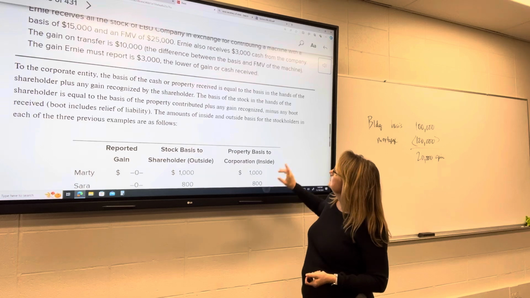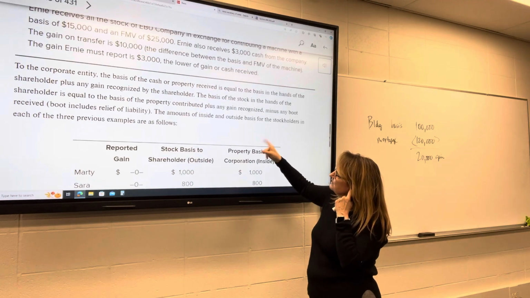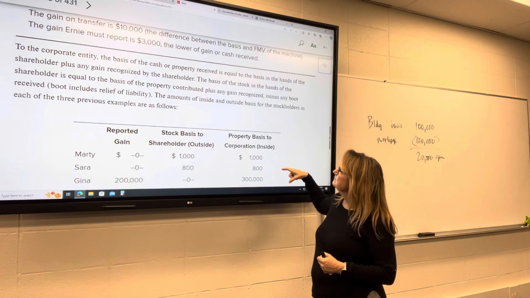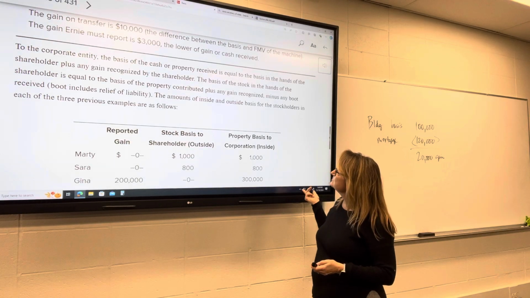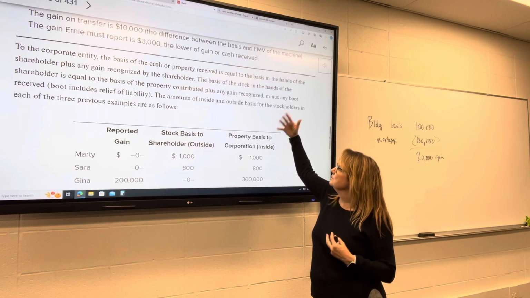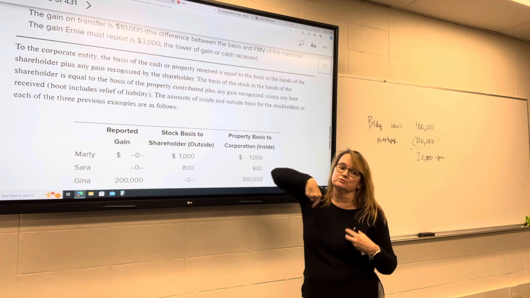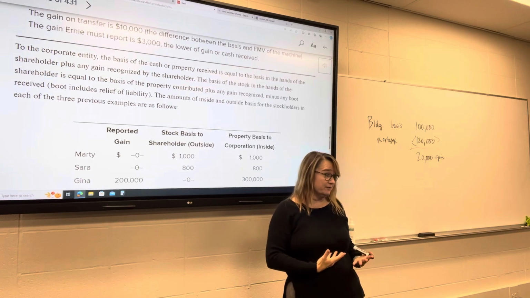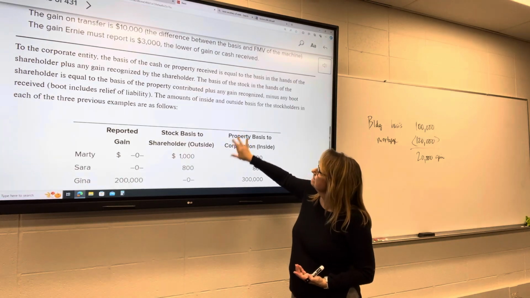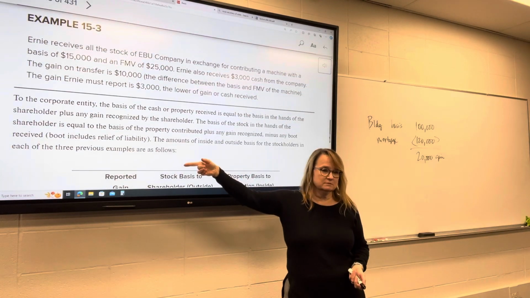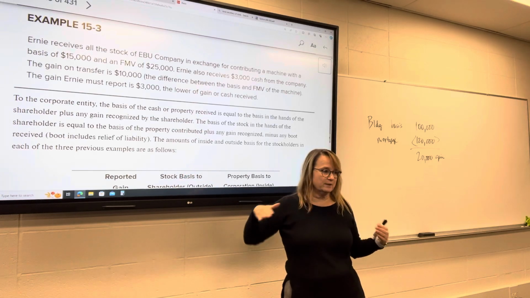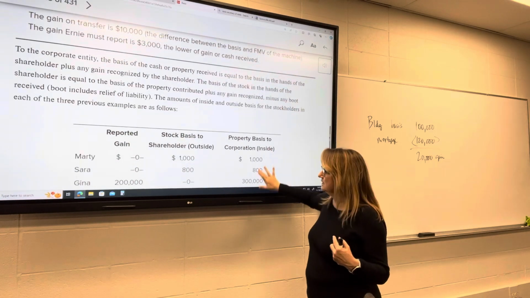Let me think this through. Basis of the stock in the hands of the shareholder equal to the basis of the property contributed. So she contributed 100,000 plus she had to recognize a $200,000 gain, so we're up to 300,000 minus any boot received, which was the release of the liability, the 300,000 that she received. So 100,000 plus 200,000, 300,000 minus 300,000. So that's why her basis in the stock is now 0.